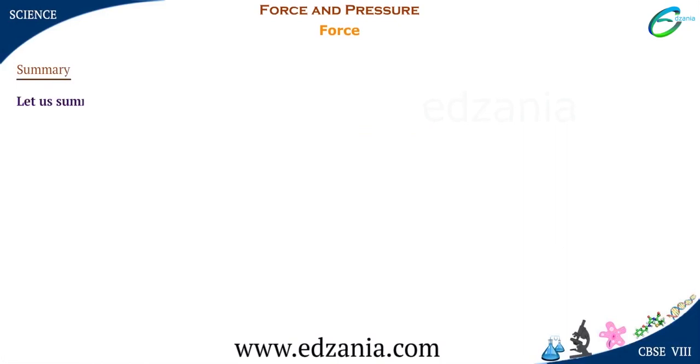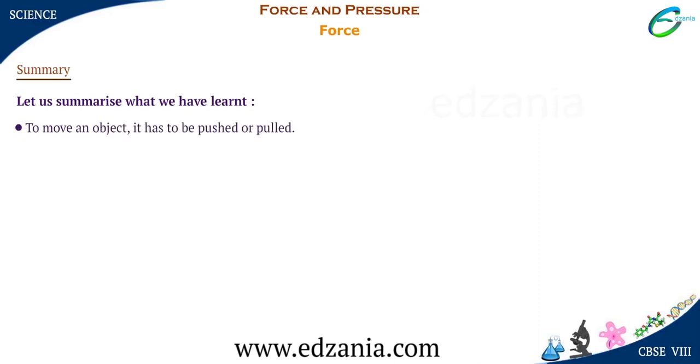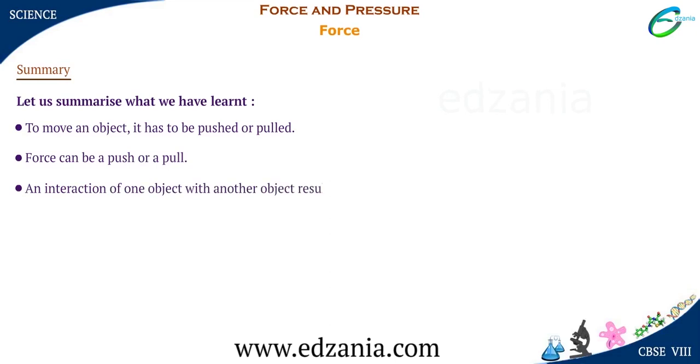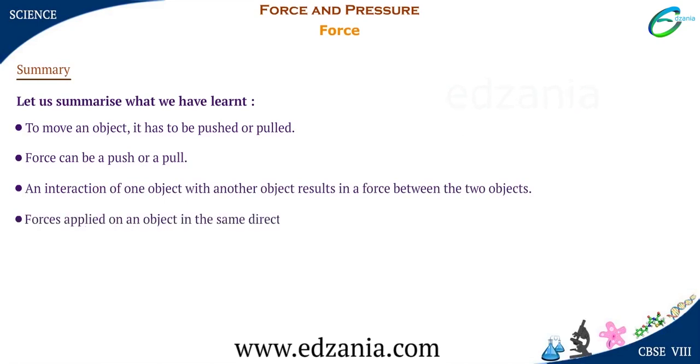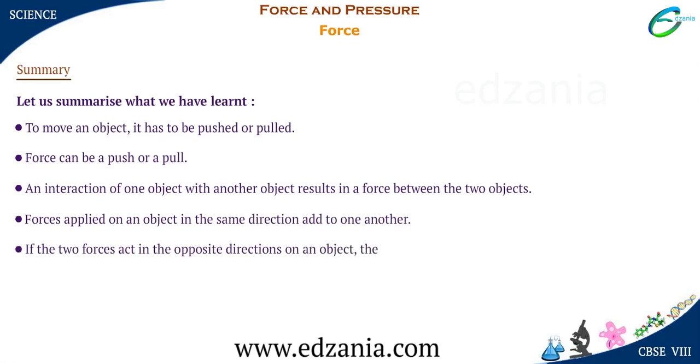Summary. Let us summarize what we have learned. To move an object, it has to be pushed or pulled. Force can be a push or a pull. An interaction of one object with another object results in a force between the two objects. Forces applied on an object in the same direction add to one another. If the two forces act in opposite directions on an object, the net force acting on it is the difference between the two forces.